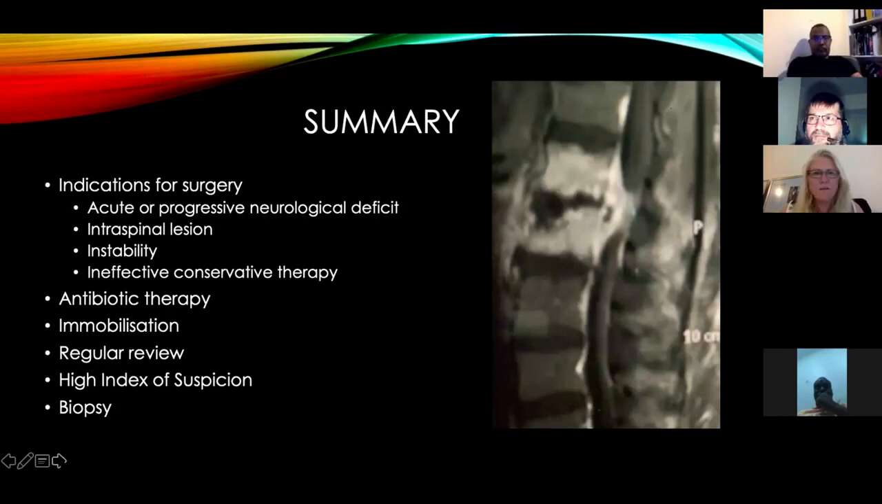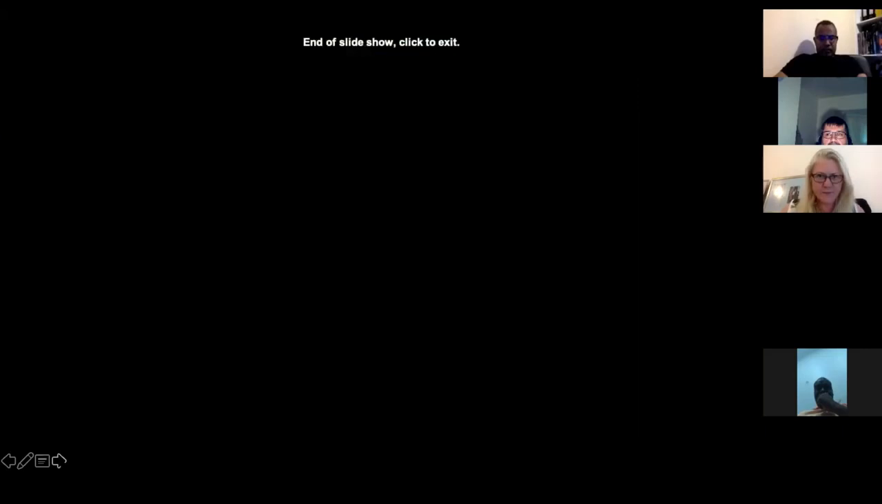So in summary, your indications for surgery are going to be an acute or progressive neurological deficit, an intraspinal lesion, instability, or ineffective conservative therapy. Antibiotic therapy in all cases, immobilization, regular review, high index of suspicion, and the important thing is to get a biopsy, ideally before you start the antibiotics. That's it.